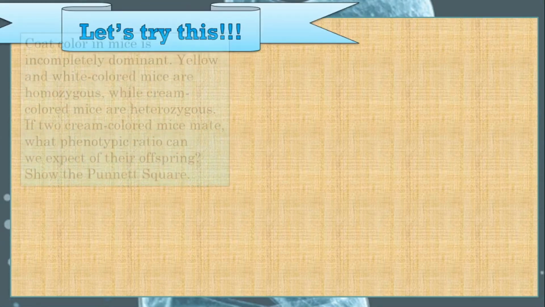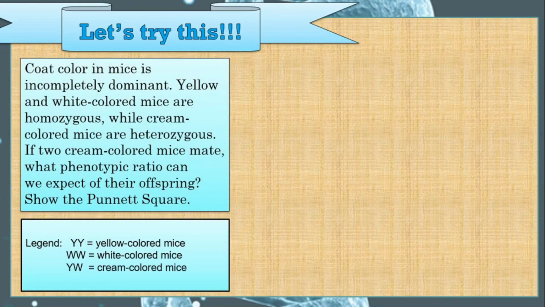Short activity. Problem: Coat color in mice is incompletely dominant. Yellow and white colored mice are homozygous, while cream colored mice are heterozygous. If two cream colored mice mate, what phenotypic ratio can we expect of their offspring? Show the Punnett square. Legend: YY for yellow colored mice, WW for white colored mice, and YW for cream colored mice.